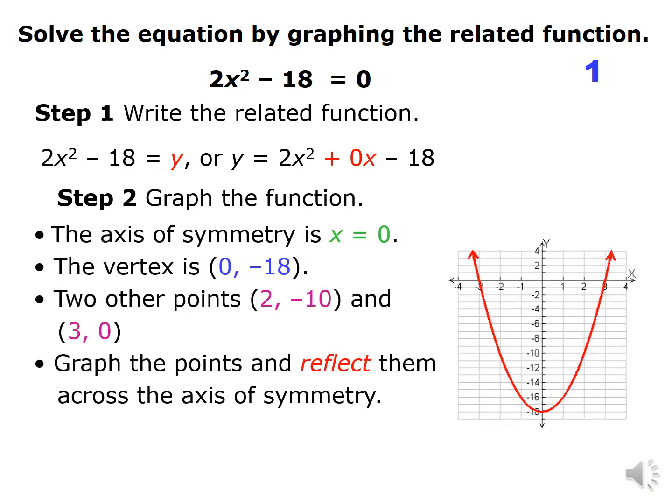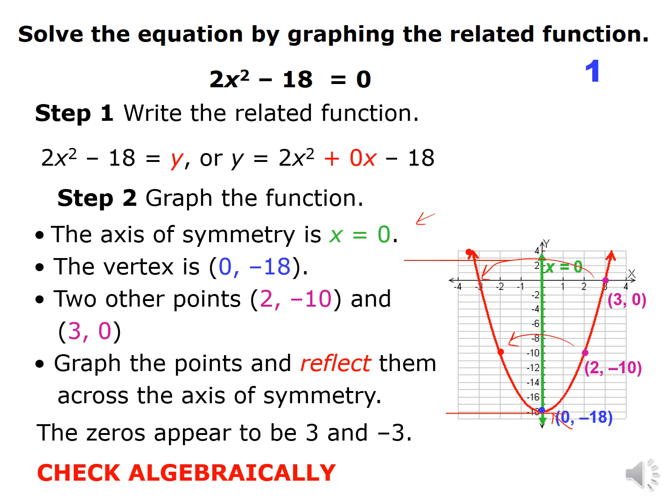Then they found all the pertinent parts. So they've got the axis of symmetry is 0, the vertex is negative 18, and I found two other points, and then they graph them and they reflect them across the x-axis. So what they did was they found certain points and then they found the mirror points. All right. And then the zeros appear to be 3 and -3.